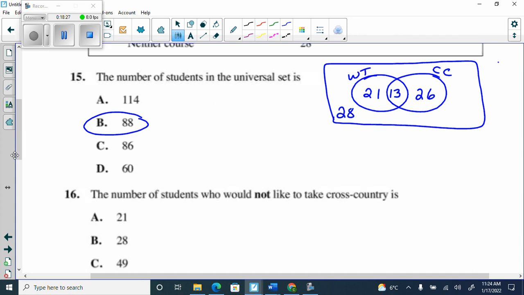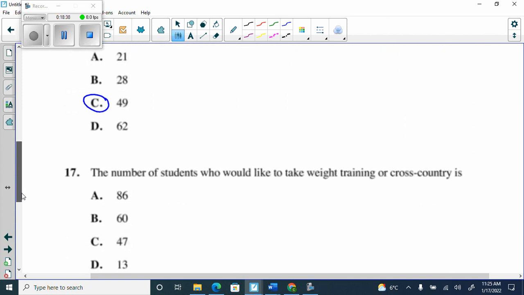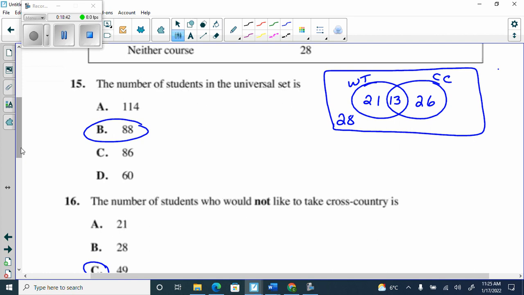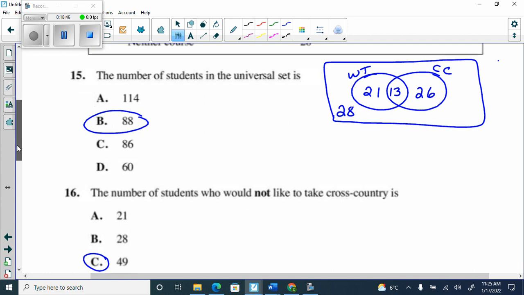The number of students who would not like cross country. So we add up the 21 in weight training only and the 28 outside, which is 49, which is C. The number of students who would like to take weight training or cross country is everything but the 28. So 21, 13, and 26, which is 60.